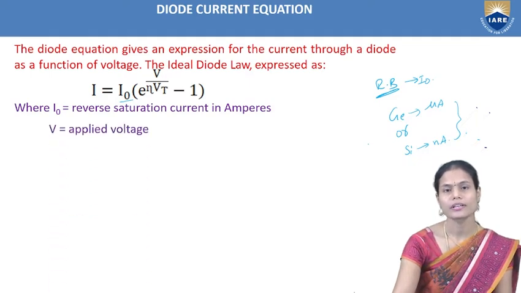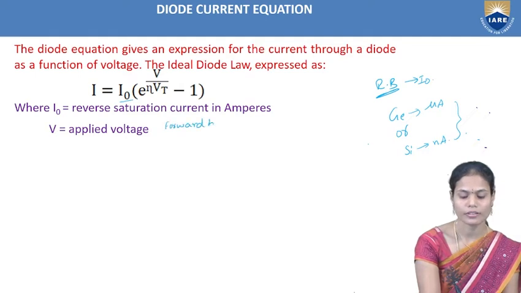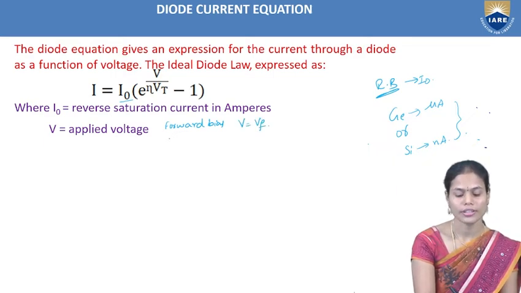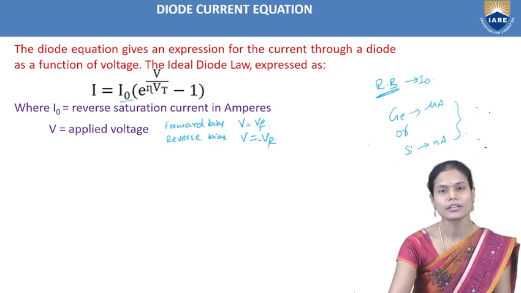And V is nothing but the applied voltage, which may be in the forward bias condition or in the reverse bias condition. Suppose we want to take the forward bias condition, in that case V is nothing but Vf. And if we take the reverse bias condition, V is nothing but Vr. Generally it is negative, minus Vr, in the reverse condition.